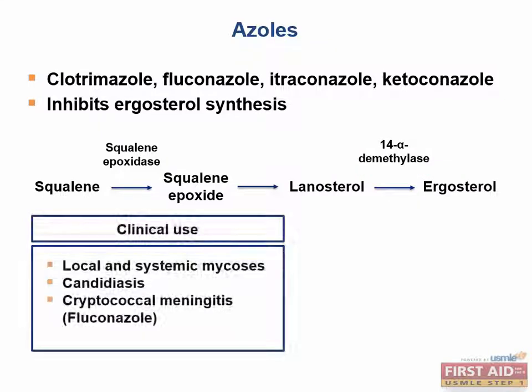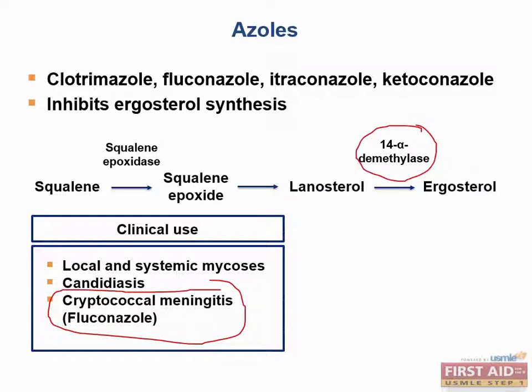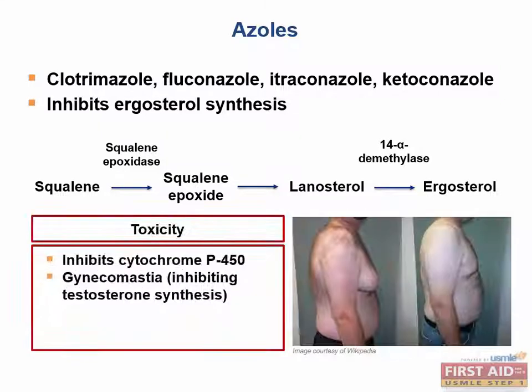Clinically, these drugs are very common and used against local and systemic mycoses, as well as candidiasis, and fluconazole has the ability to cross the blood-brain barrier and therefore can be used to treat cryptococcal meningitis. Another important thing to know is that 14-alpha demethylase is a cytochrome P450 enzyme, so you can imagine that these azole drugs also inhibit liver cytochrome P450 enzymes as well.